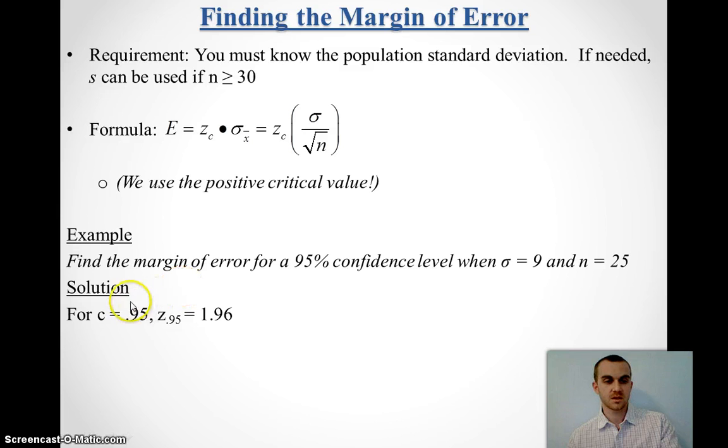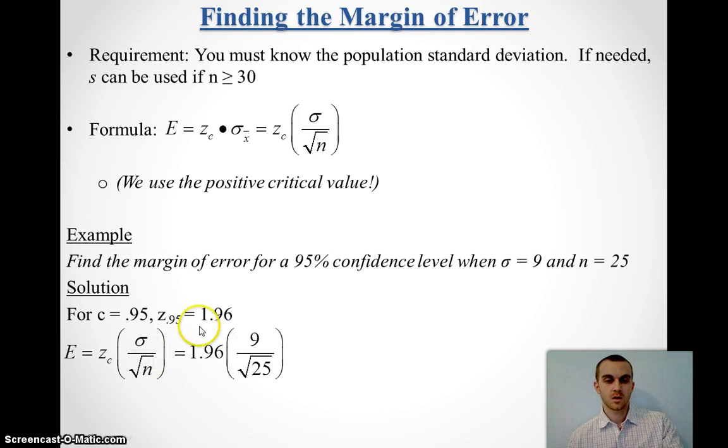So we know our confidence level, 0.95. If you look back at those critical values we should know, this is one of them, 1.96. And we can start to plug in the pieces we have. Here's our critical value, here's our standard deviation, and here's our sample size. We simplify, and we get to about a margin of error of 3.528.